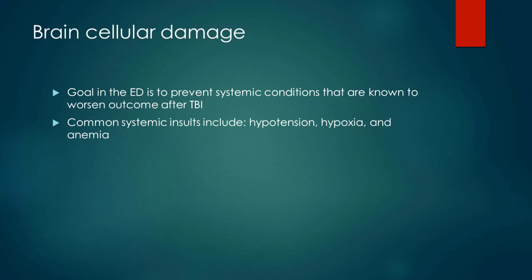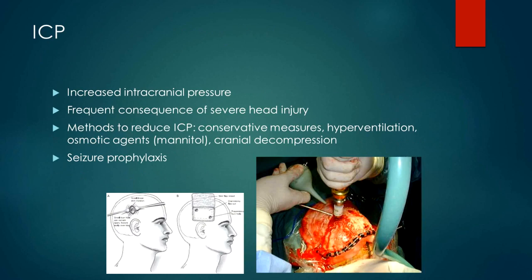And then anemia. If your hematocrit is less than 30, it reduces the oxygen carrying capacity of the blood and reduces the amount getting delivered to the injured brain, which is going to require even more metabolic demand than a regular brain does. ICP, or increased intracranial pressure, is defined as a pressure greater than 15 millimeters of mercury. This is a frequent consequence of severe head injury.